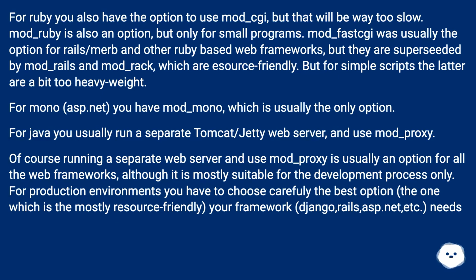For Mono and ASP.NET, you have mod_mono, which is usually the only option. For Java you usually run a separate Tomcat or Jetty web server and use mod_proxy. Of course, running a separate web server and using mod_proxy is usually an option for all the web frameworks, although it is mostly suitable for the development process only. For production environments you have to choose carefully the best option, the most resource-friendly one that your framework, Django, Rails, ASP.NET, etc., needs.